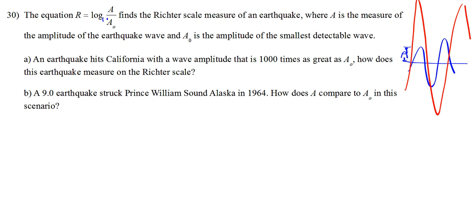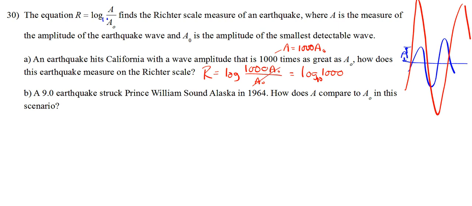So it says that in California there's an amplitude that is 1,000 times as great as A naught. So A is 1,000 times A naught. So the Richter scale, log of 1,000 A naught divided by A naught, well, it's just log of 1,000. And what's log of 1,000? Okay, so it's saying 10 to what power equals 1,000?